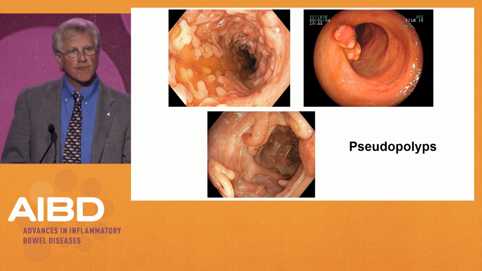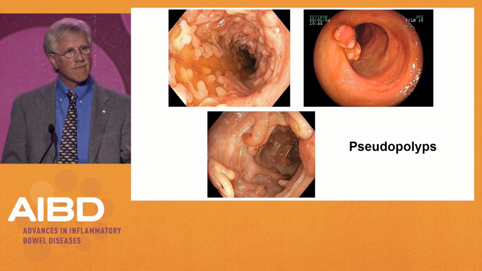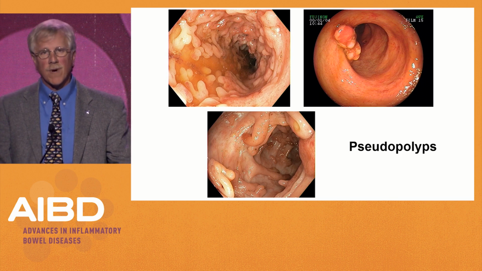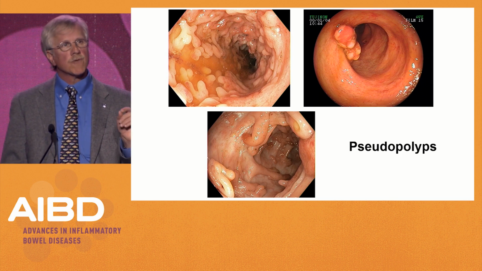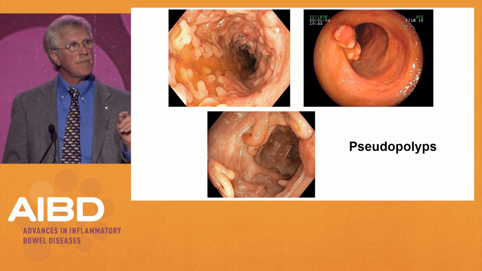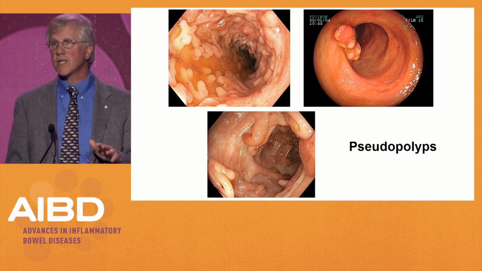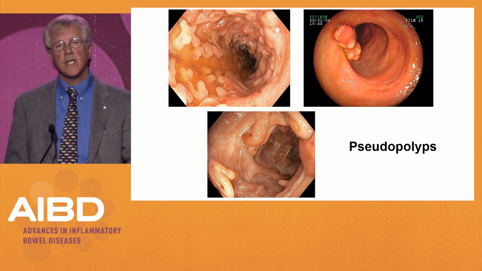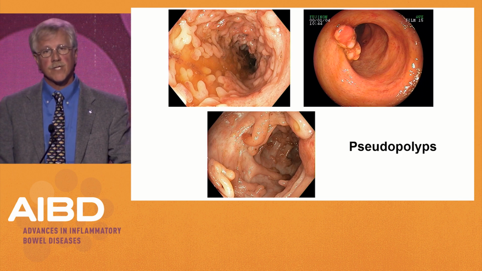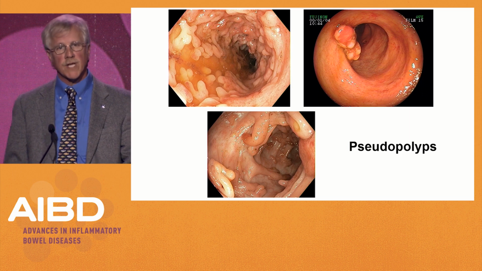So let's look at some representative endoscopic images. I think everyone can identify these as pseudopolyps. An ulcerated lesion in a polyp in a non-IBD patient is a very worrisome finding, because it often means it's a malignancy. But that's not the case in patients with IBD. Typically, you see these polyps with an ulcerated cap.